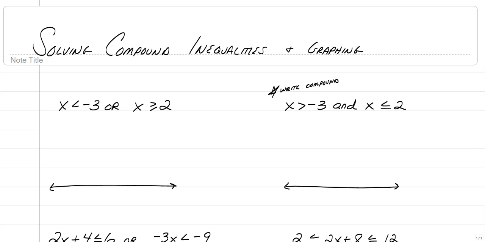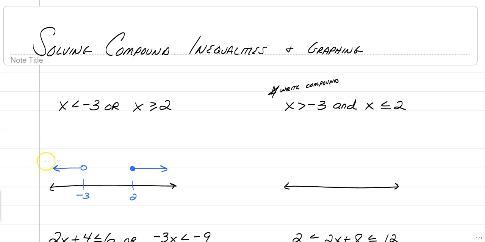So now let's jump into the math world. An or statement. To work with a compound or statement, basically any number that is less than -3 or a number that is greater than or equal to 2 would work. So let's just test out some numbers.